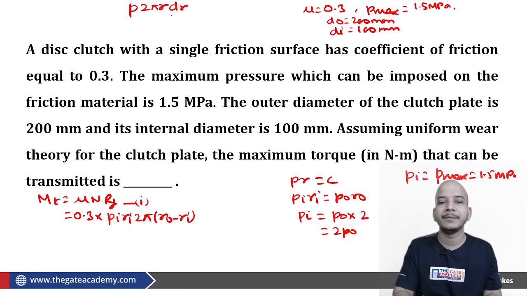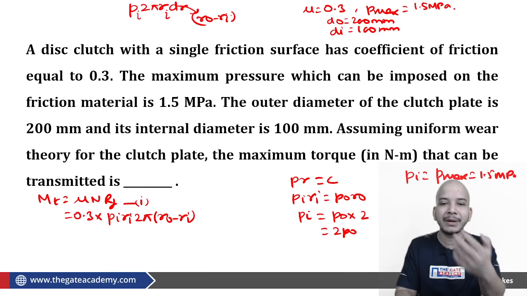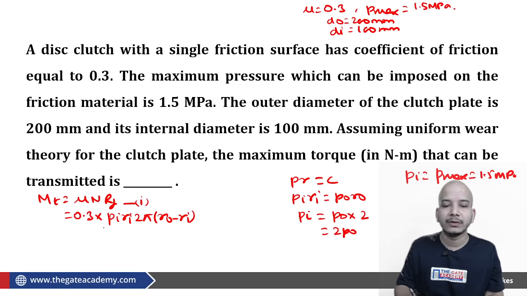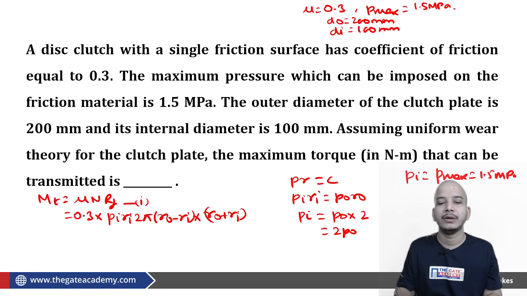P into 2 pi R dr. From here you can say that whatever P you are using, correspondingly R you also have to use. Dr is Ro minus Ri. This is the way of memorizing I am telling you; you can memorize it according to yourself also. And what about RF? RF is equal to Ro plus Ri by 2.